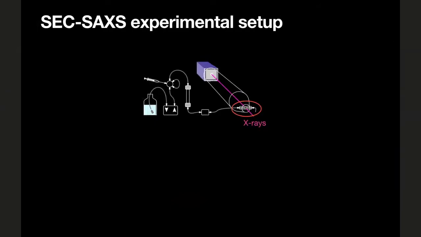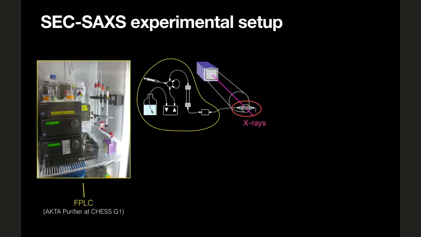So here's this cartoon that I drew of the SEC-SAXS setup. Let's actually look at some pictures. This part of the chromatography setup is usually going to be an FPLC, an integrated unit that contains all the components. This is an ÄKTA purifier that is used at the CHESS G1 beamline, so Richard's beamline, and I think they have similar, maybe Agilent stuff at BioCAT.